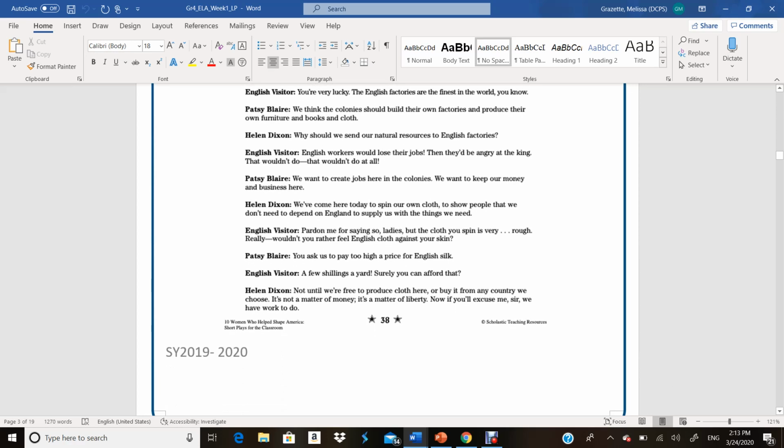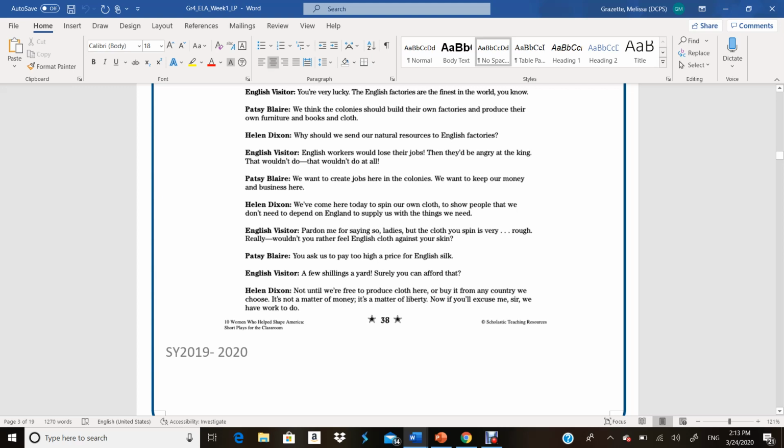English visitor: Pardon me for saying so, ladies, but the cloth you spin is very rough. Really, wouldn't you rather feel English cloth against your skin? Patsy Blair: You ask us to pay too high a price for English silk. English visitor: A few shillings, shillings was their kind of money back then, a few shillings a yard? Surely you can afford that.